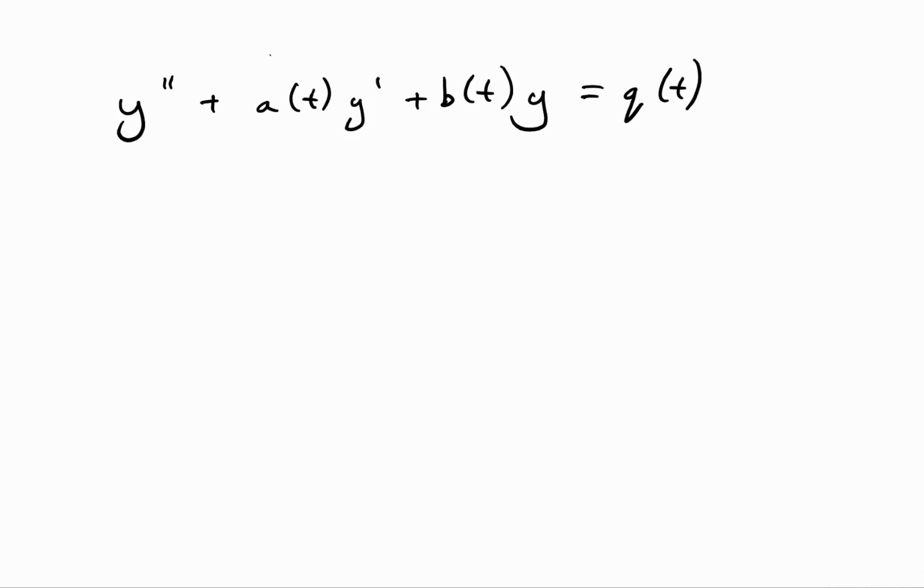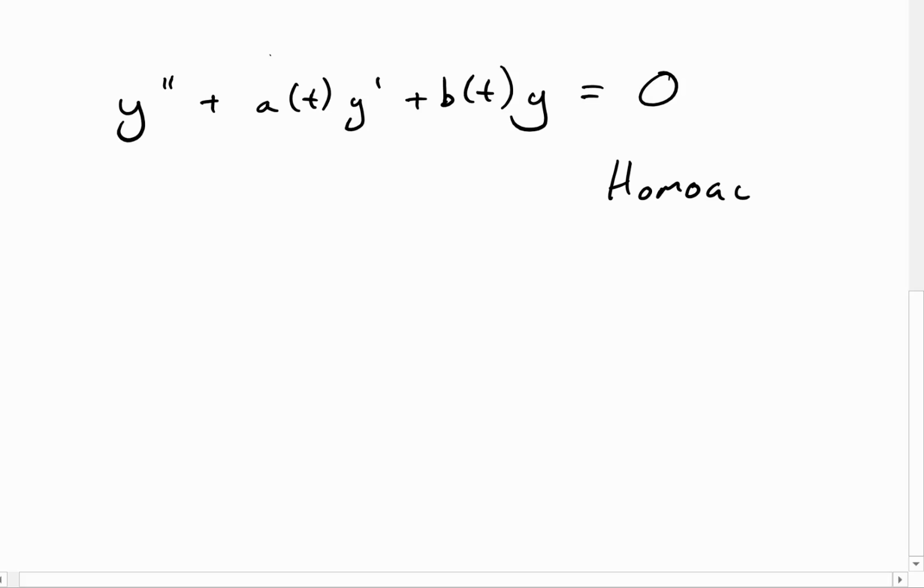Now, if this right hand side is 0, in other words there's no q of t there, then we call that homogeneous. That is all it means. Homogeneous just means one form, and if we set the right hand side equal to 0, it makes it a little bit easier to solve, and we just call that homogeneous.